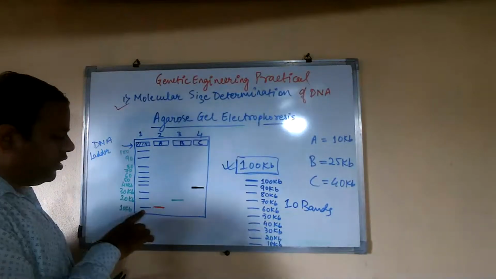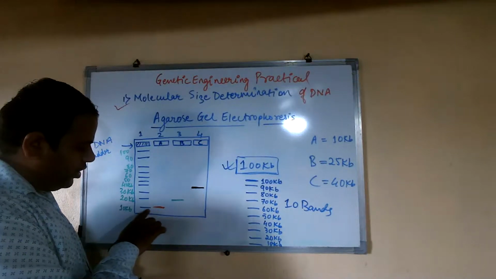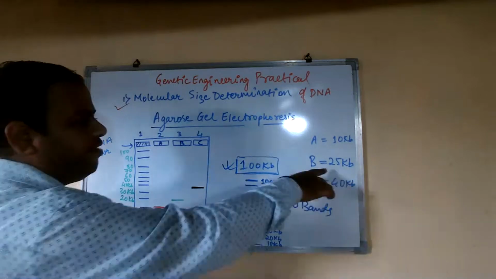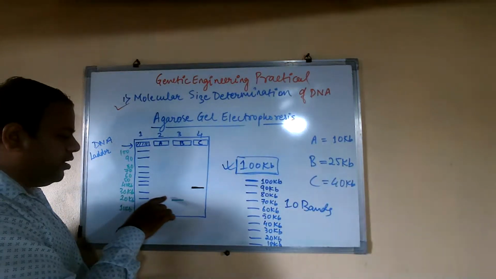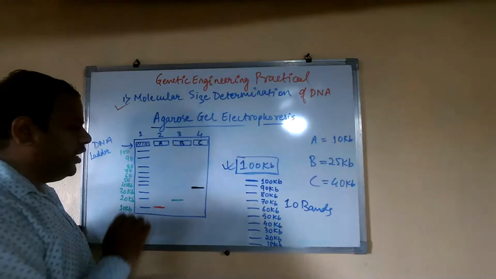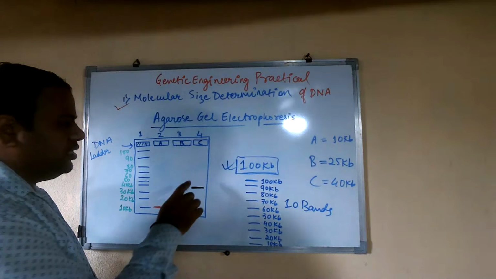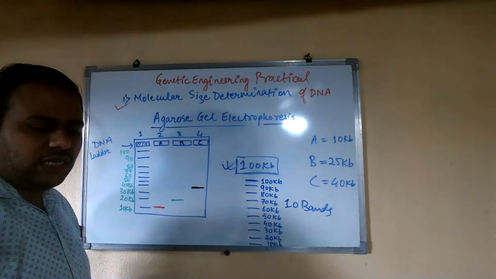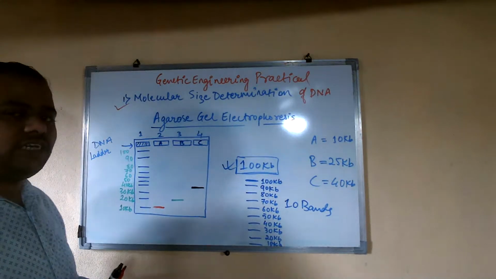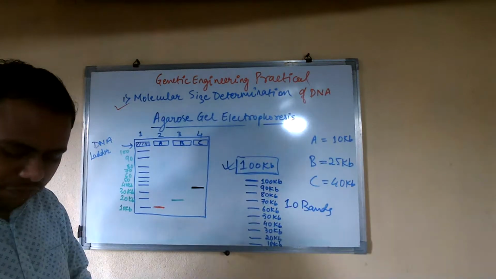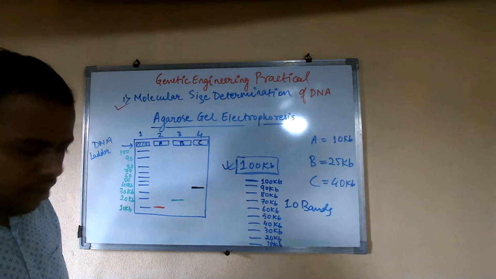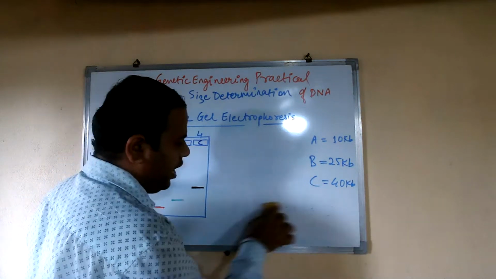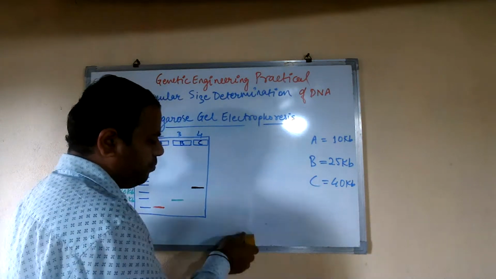What is happening here? Sample A will align itself with the first band of the DNA ladder, that is 10 kb. Sample B is going to align with about 25 kb, in between 20 and 30 kb. Sample C is going to form a band adjacent to 40 kb. Just by seeing this we cannot determine the exact molecular weight, so we have to use a formula called relative flow. I'll tell you what relative flow is, which will help us determine the molecular weight of the three samples.